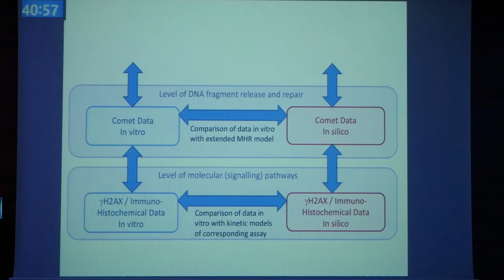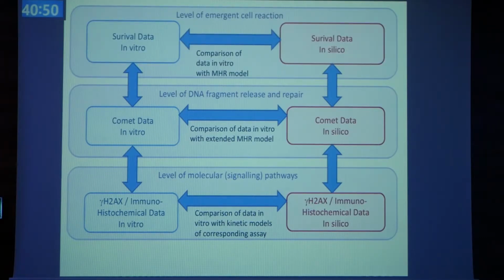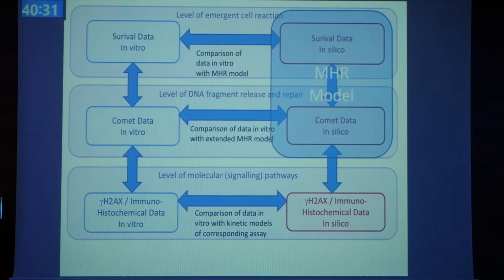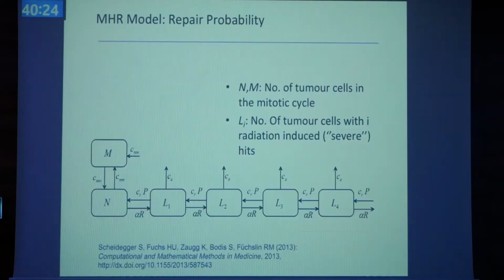So then, for example, we can look at a comet assay, and we can try to model the comet assay by a model. Or we can go up to the emergent cell reaction, to a more aggregated level of the behavior of the cell. Then we are looking, for example, at survival data in vitro, and we have models which describe survival in silico. So we can compare that. The multi-hit repair model is able to cover at least two different scales of the biological system.